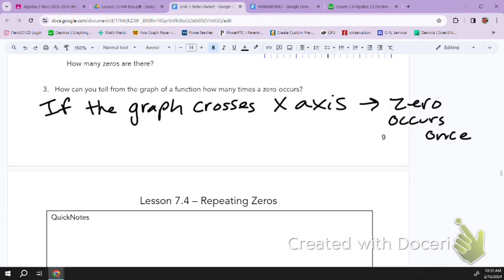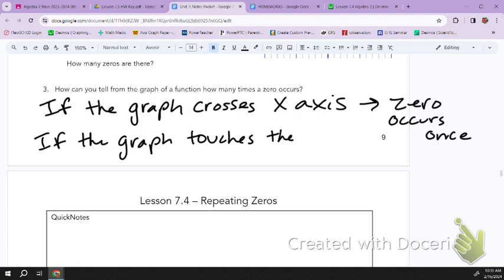What if it bounces off the x-axis or touches it? What would that be? 2 squared. So we'll write that. If the graph touches or bounces off the x-axis, then that 0 will occur 2 times.